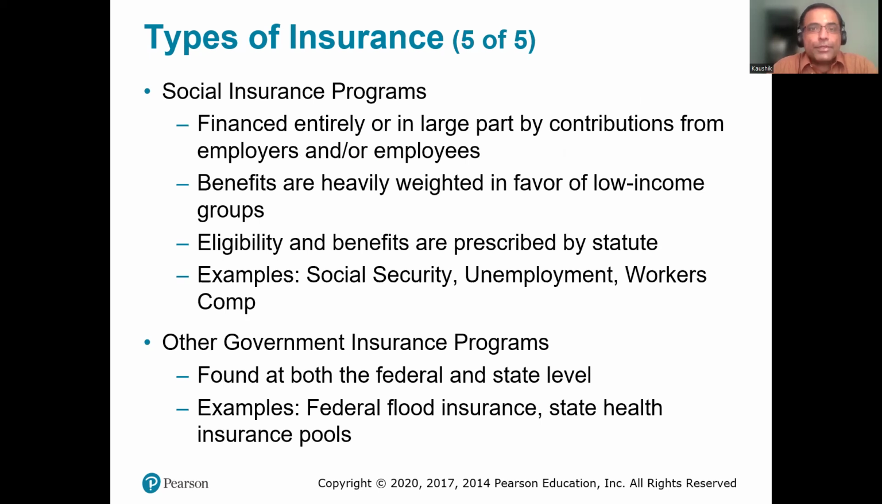So what are the different types of government insurance plans? The first one is social insurance program. Here, employers and employees contribute to a fund, and those funds are used to provide benefits as per the law. So this is the concept of social insurance program. One common example is Social Security in the US. Other insurance programs can be related to federal flood insurance, state health insurance programs, and so on.